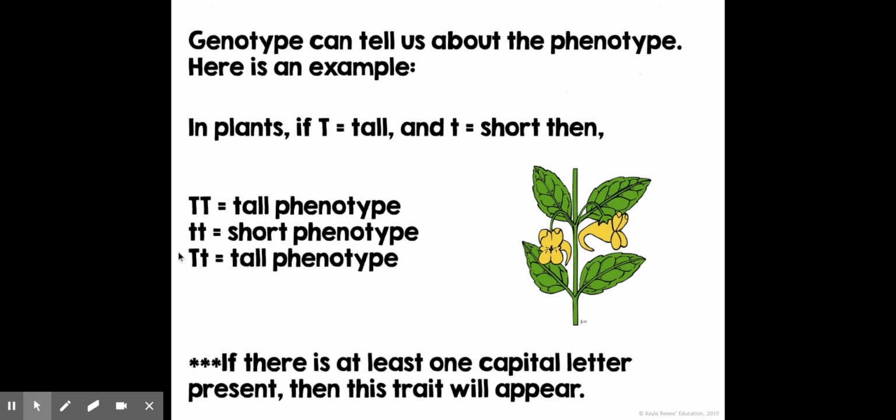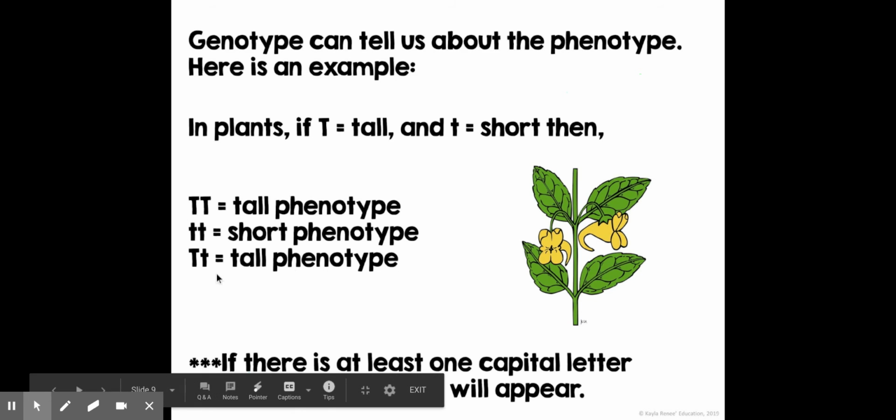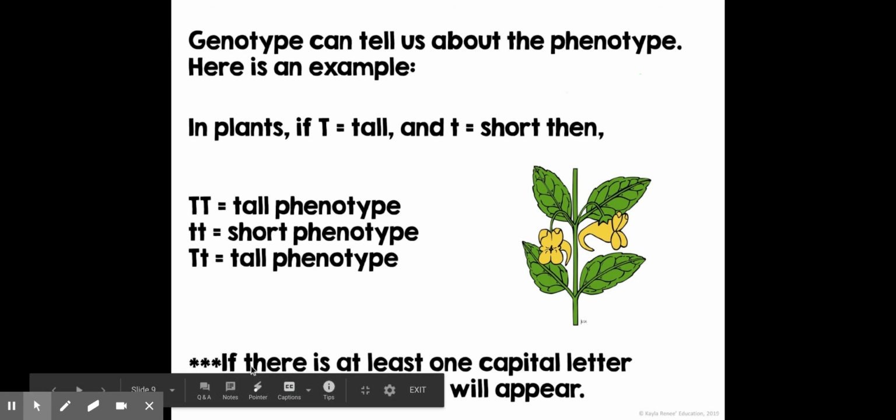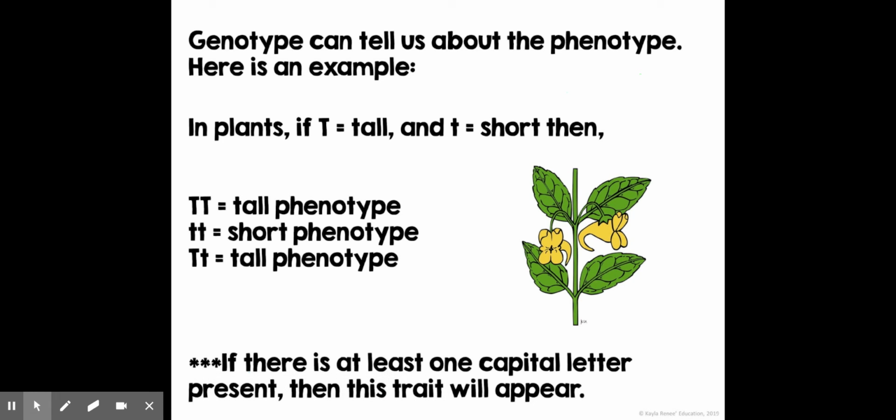Because we have this dominant trait here, but the genotype is going to be different than the homozygous plant, because my heterozygous has one of each. That means that this tall plant has the opportunity of passing on that short gene to its offspring. So if there's at least one capital letter present when we're looking at the genotype, then the dominant trait will appear. That capitalized trait will appear.